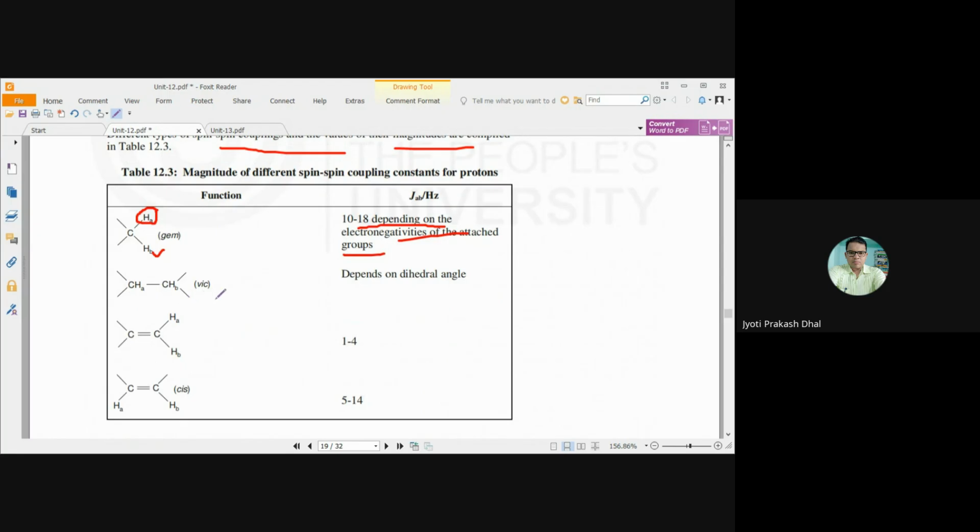And here this is called vicinal spin coupling constant, due to vicinal protons. So here the two protons are attached to neighboring carbon atoms, and the coupling depends upon the dihedral angle. So that depends upon this angle.